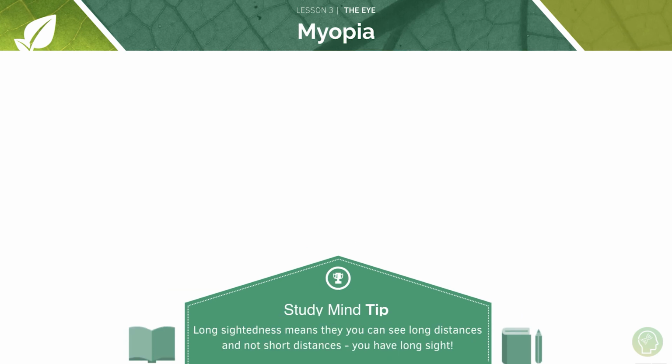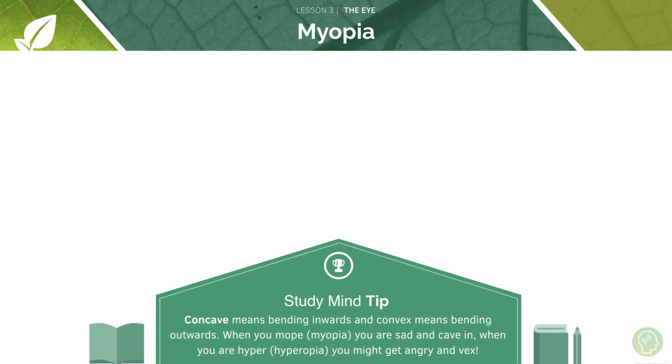So, that was just a point saying that long-sightedness means that they can see long distances and not short distances. So you literally have long sight. So that's just a useful way to remember that. And another useful little trick is concave means bending inwards and convex means bending outwards. And so when you are myopic, you're going to need a concave lens. And the way to remember that is when you're myopic, you're moping, and you are sad and cave in.